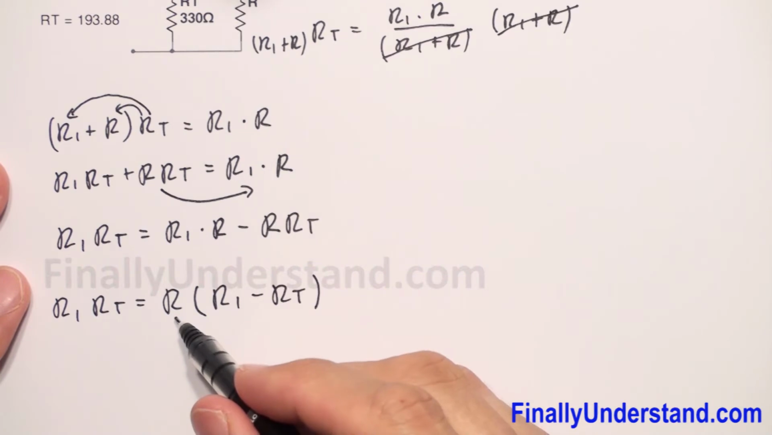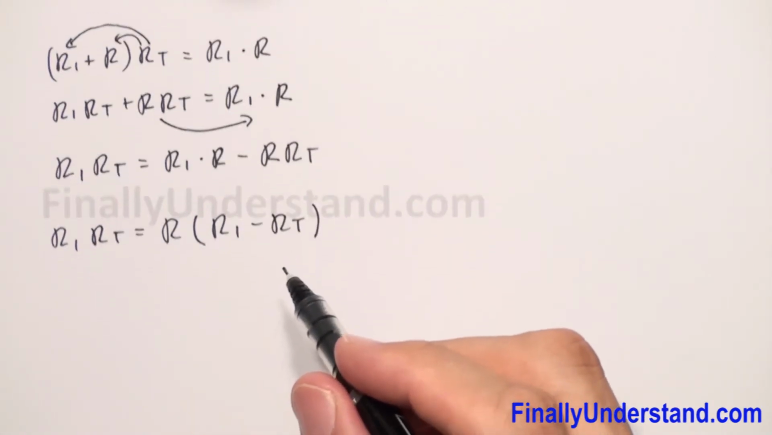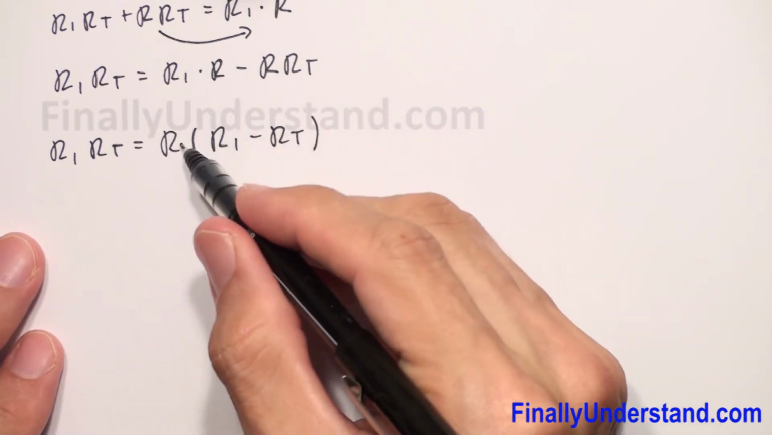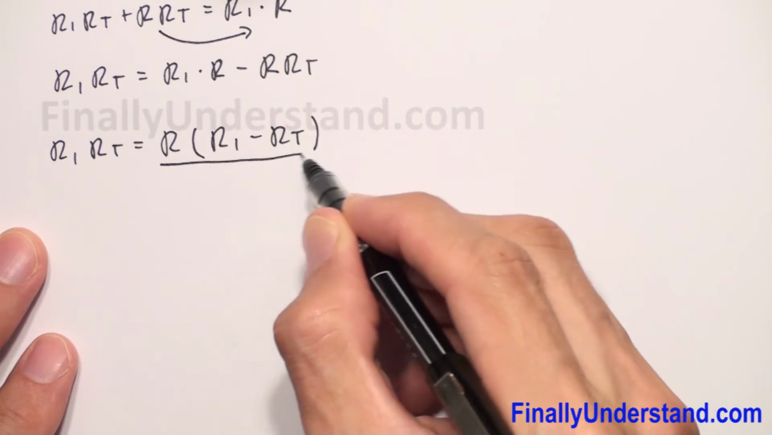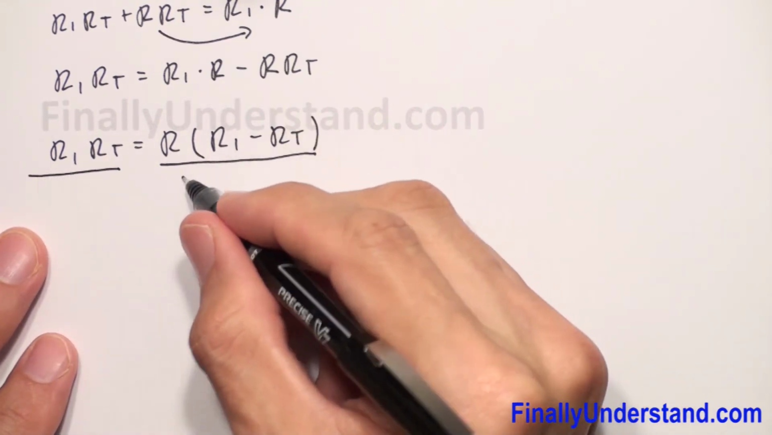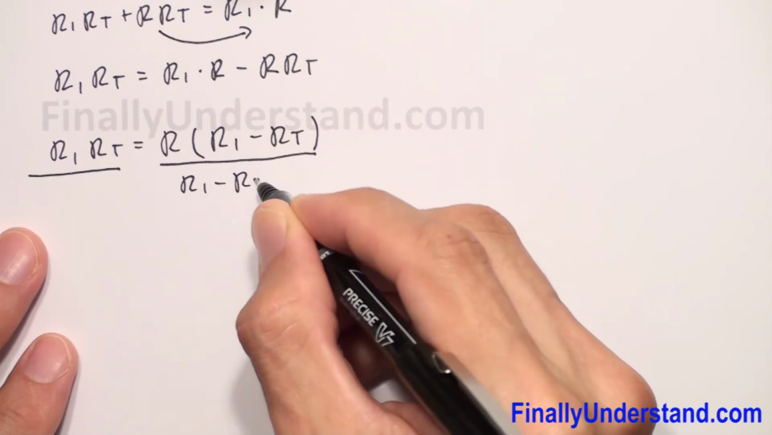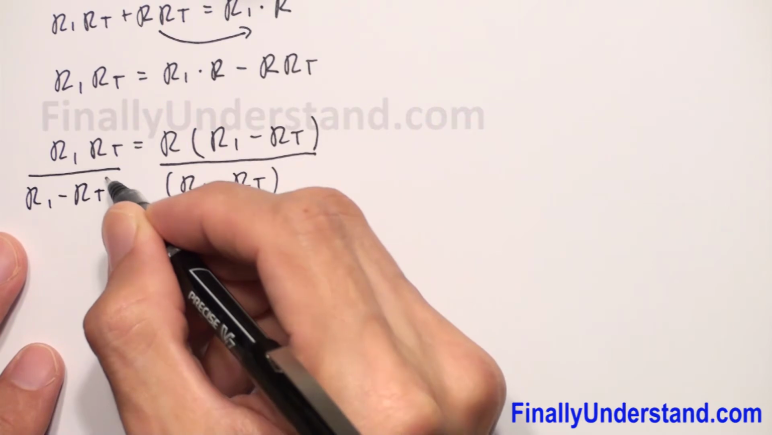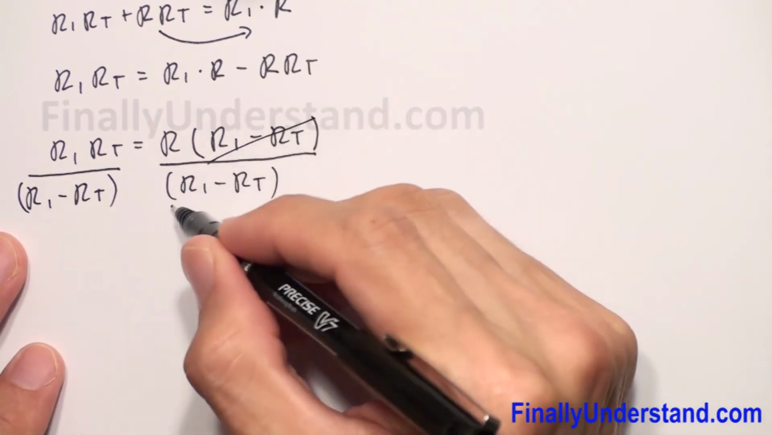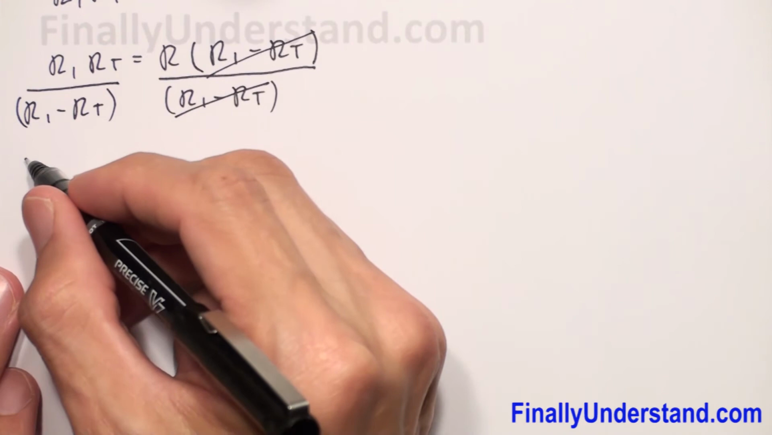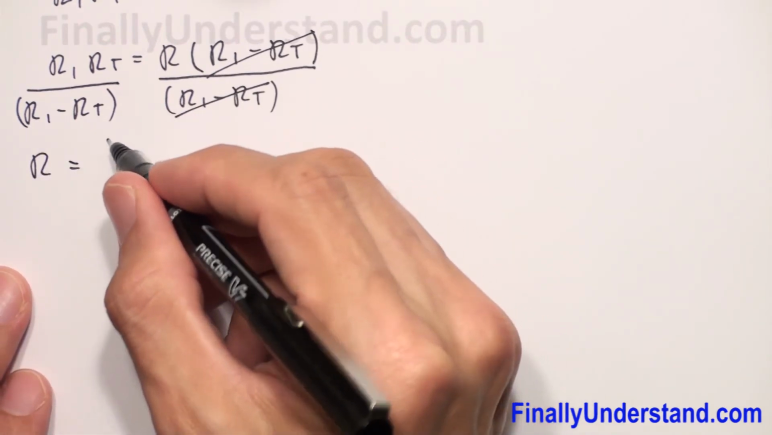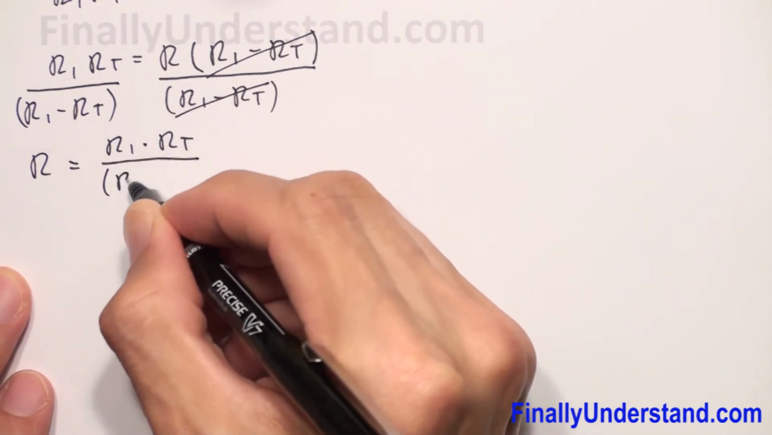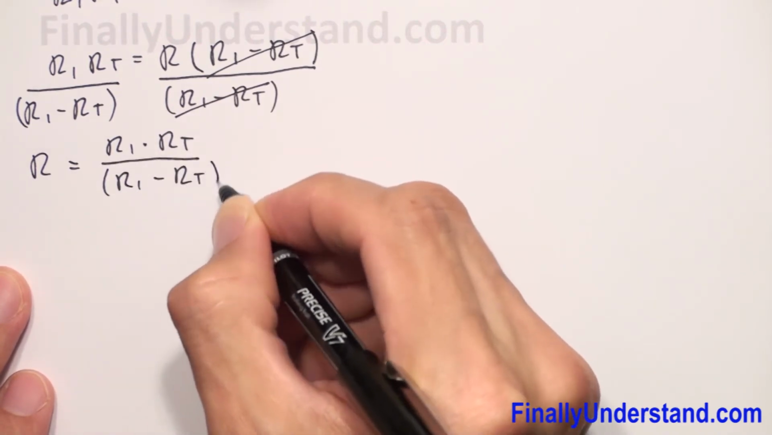Next, in order to find R, I'm supposed to divide both sides of the equation by whatever is multiplied to R. So I have to divide by R1 minus RT. Okay, so this and this will cancel out, and I have R is equal to R1 times RT over R1 minus RT.